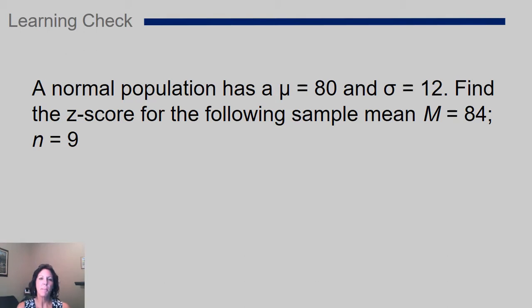We have a normal population with a mean of 80 and a standard deviation of 12. We're going to use the new z-score formula for sample means to find the z-score for the following sample mean. The mean is 84 and the n of the sample is 9. So let's take a look.